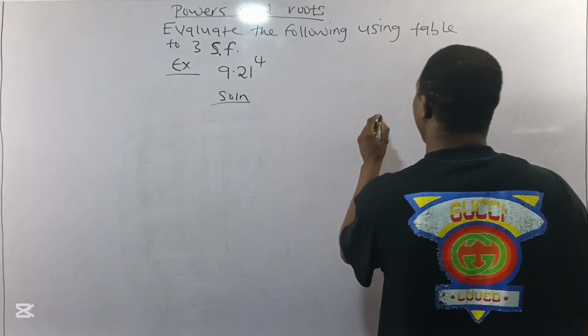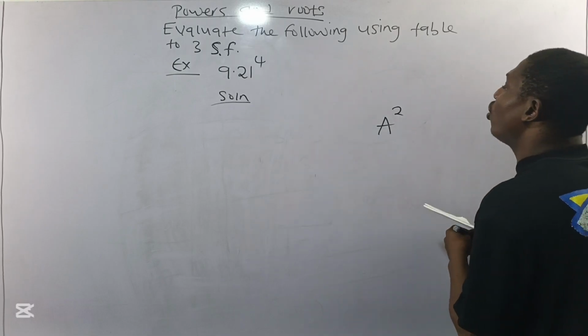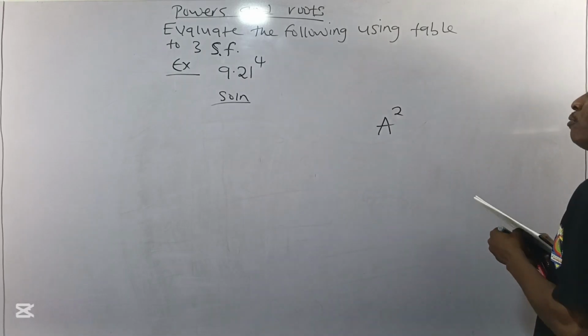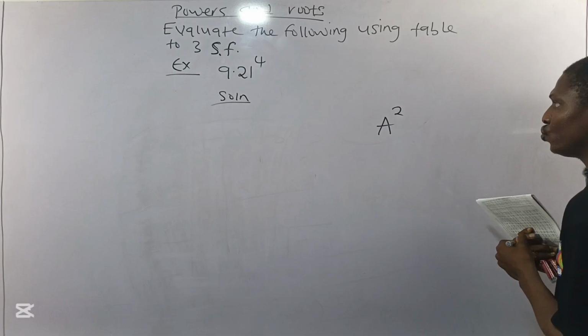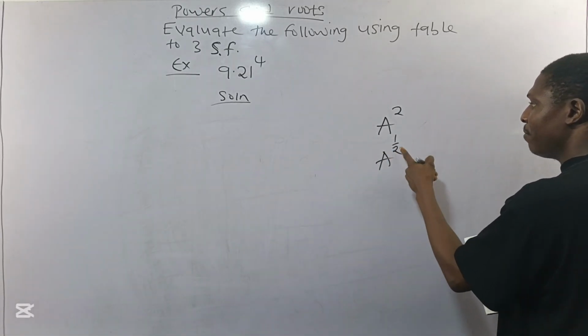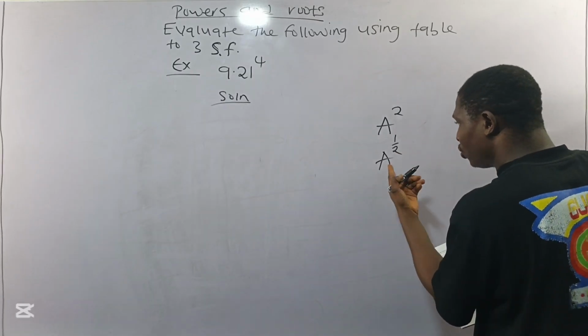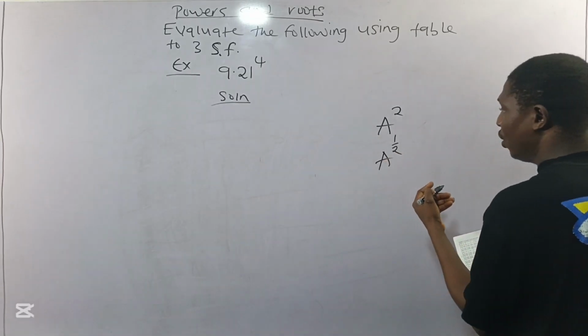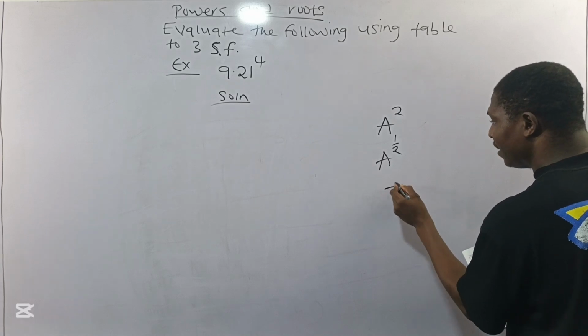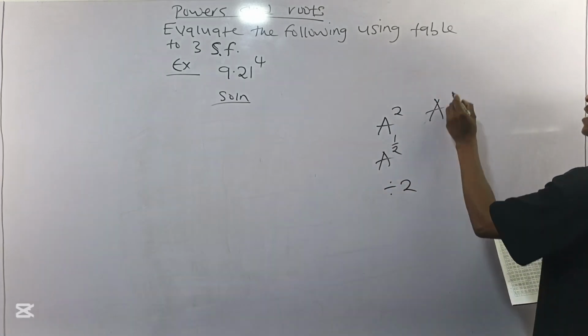If I have power, let me say a raised to power what? 2. I simply look for the log of a. After that, I'll multiply it by my what? Power, which is 2. And if I have a raised to power 1 over 2, this simply means this power remains the same, and 2 here will be taken as the what? Square root of what? A. And square root of a will give me divided by my what? 2 I have here.